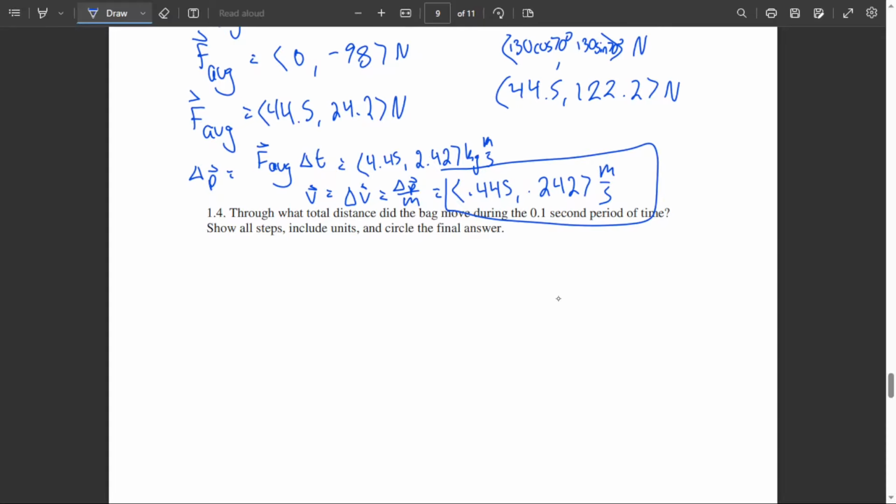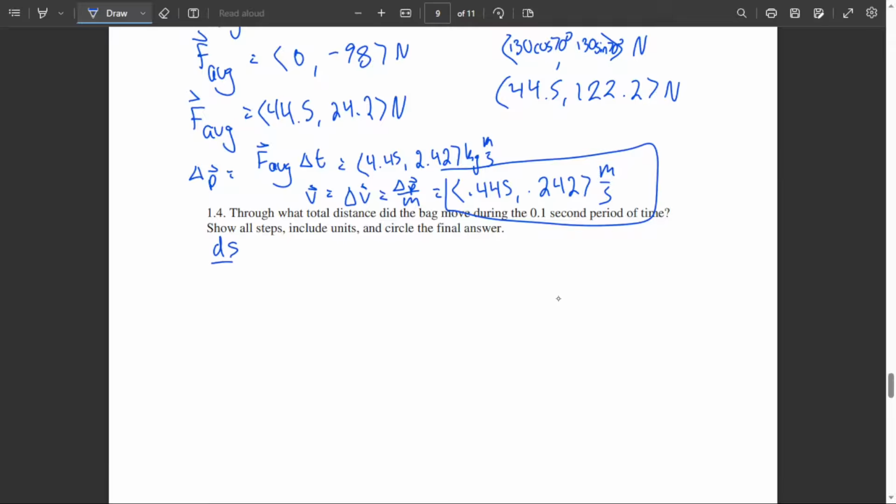Through what total distance did the bag move during the 0.1 seconds period of time? Show all steps, including units, and circle the final answer. So we're going to do a similar time step thing as with the previous problem, but using velocity instead of momentum.